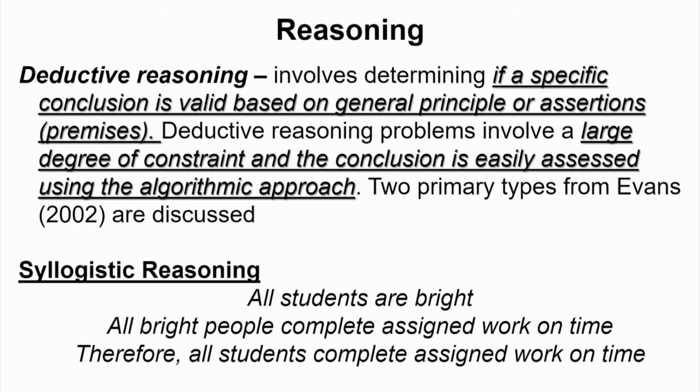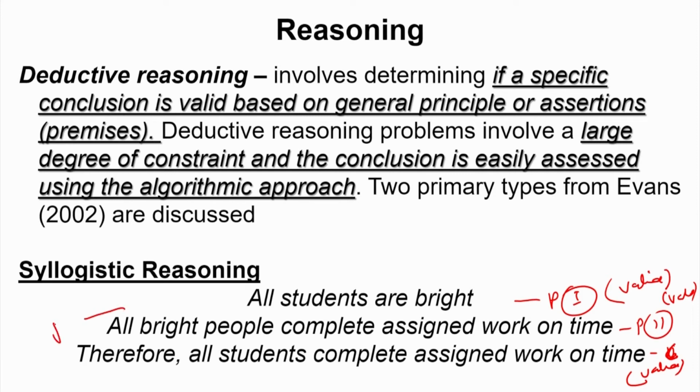So, what is syllogistic reasoning? Look at the statements which have been given to you. It says that all students are bright, and then all bright people complete assignments on work. Therefore, these are the premises. So, I have premise 1, premise 2, and then the conclusion C here. Premise 1, I will say this is valid, and premise 2 is valid, and then what I have to do is reason whether the conclusion that I draw from these two valid premises is valid or not.